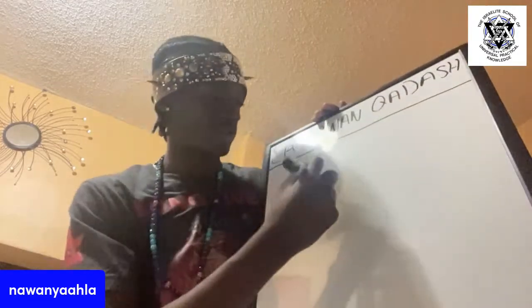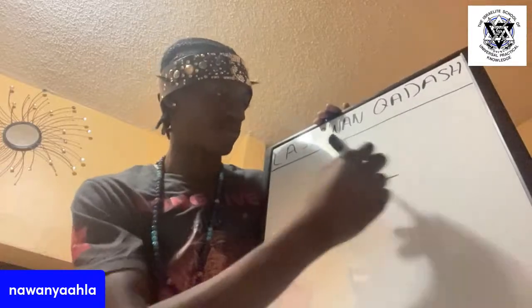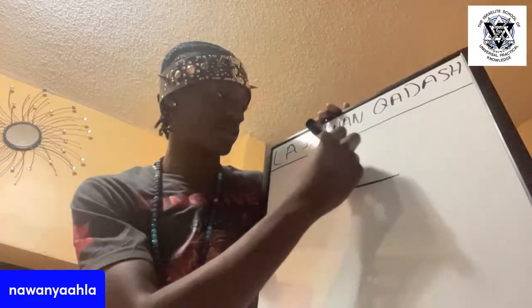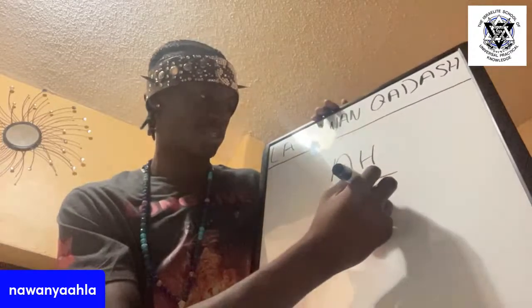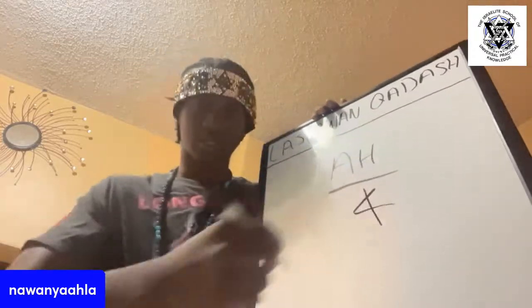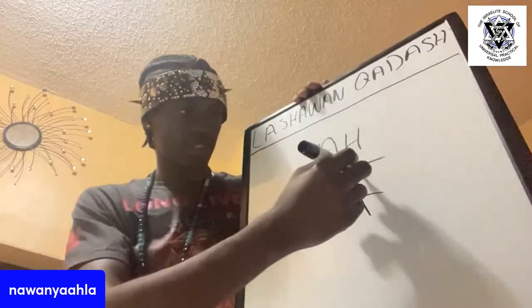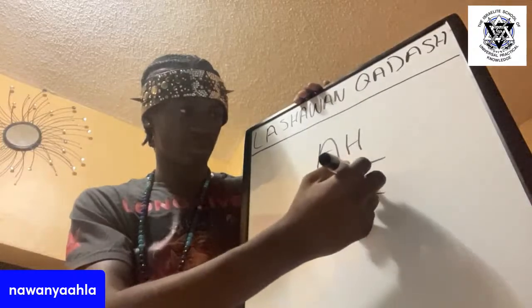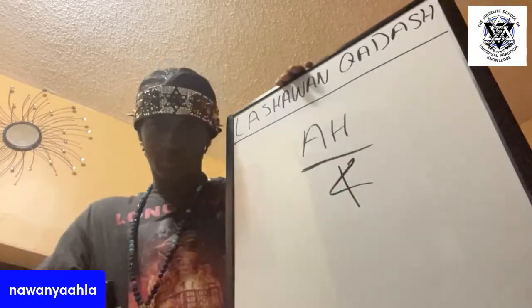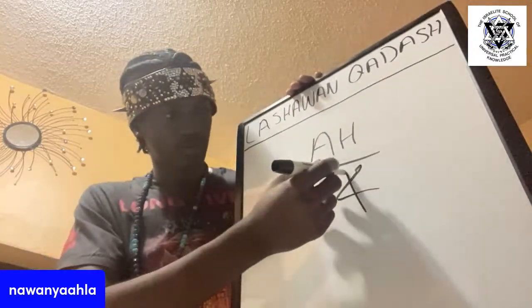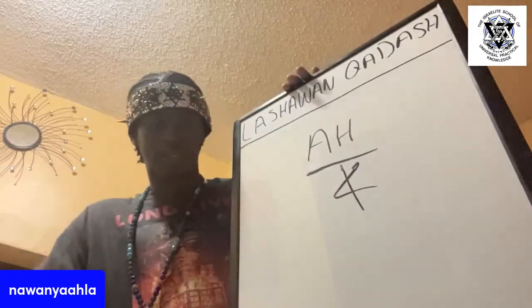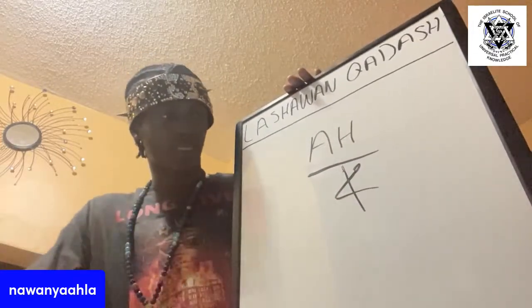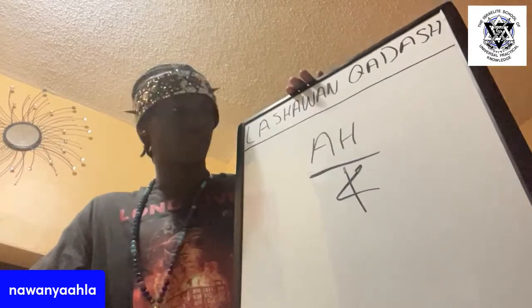The first character we have is the A, and it's like this. That's the A in the Paleo Hebrew. It's like a sideways A with a line. We'll twist it.